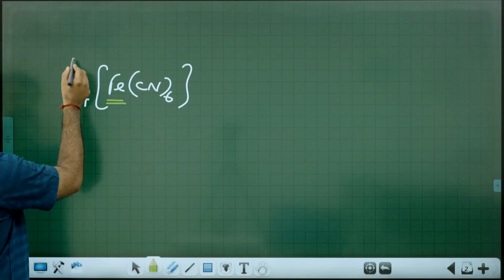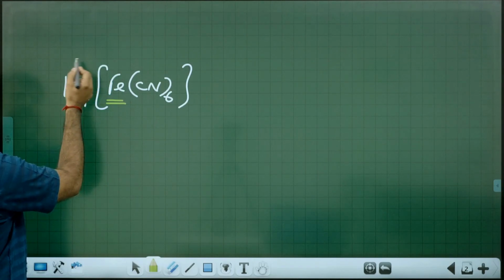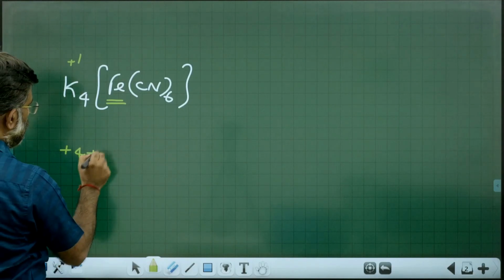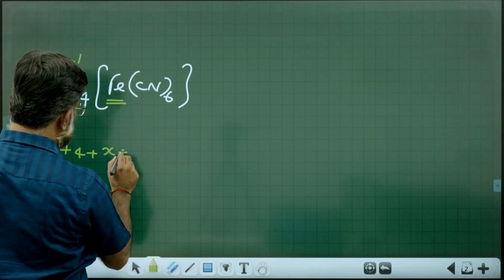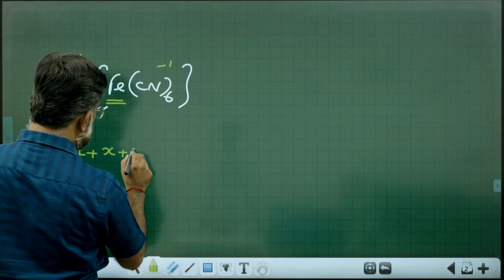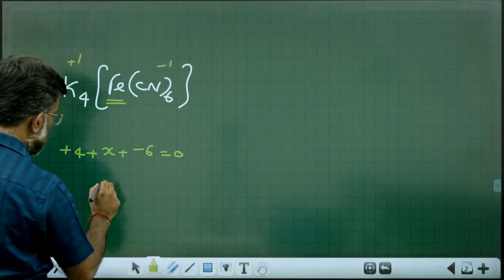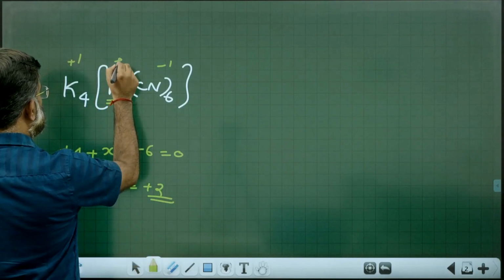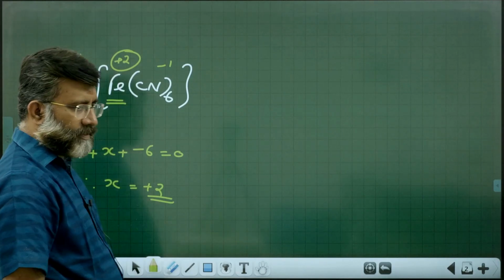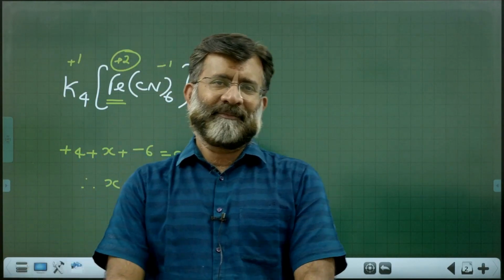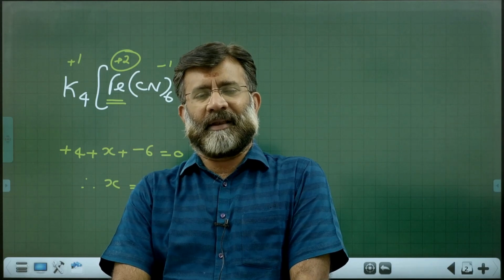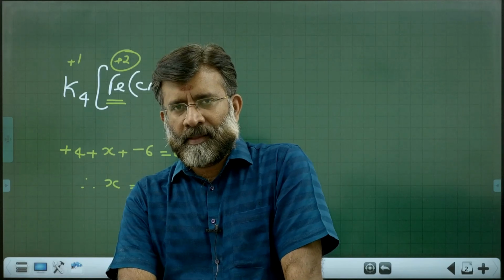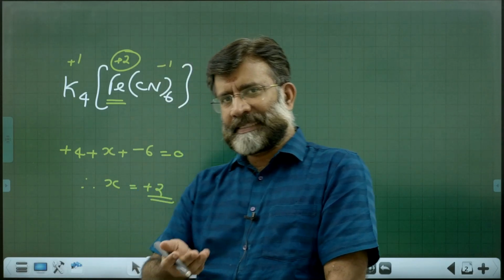How do we find the oxidation number of iron? Very simple logic, everybody knows. Potassium is plus 1 into 4, so it is plus 4. For iron, we want to find X. Cyanide is minus 1 into 6, minus 6, and the sum equals 0. Therefore, X equals plus 2. It is the plus 2 oxidation state, which is called the primary valence. Primary valence, the term used by Alfred Werner, is nothing but oxidation number. Clear? What is meant by secondary valence?